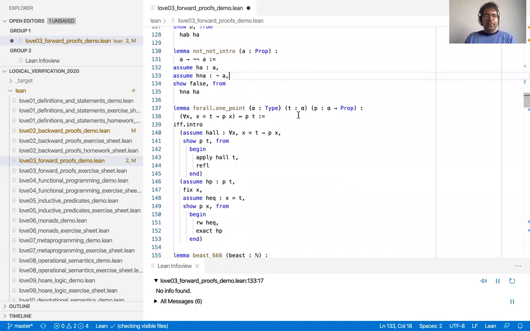Then there's something called a one-point rule. This is just an example, but it's something useful to know about logic. The one-point rule is when you have a quantifier that ranges over only one value, and it allows you to eliminate that quantifier and simplify the formula. So here you say for all x that are equal to t, you have p of x. Well, there's only one x that's equal to t, right? So you might just as well write p of t.